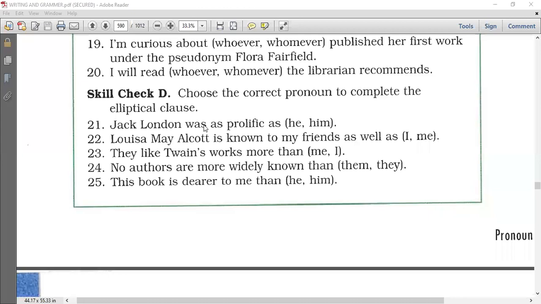Right. Jack London was as prolific as he, guys. As he. Jack London, this is the subject, was, we have the verb to be, as prolific as he was. We talk about another person. As he was, as the other person was. Okay, Louisa May Alcott is known to my friends as well as I or me. She is known to my friends as well as. Your answer.